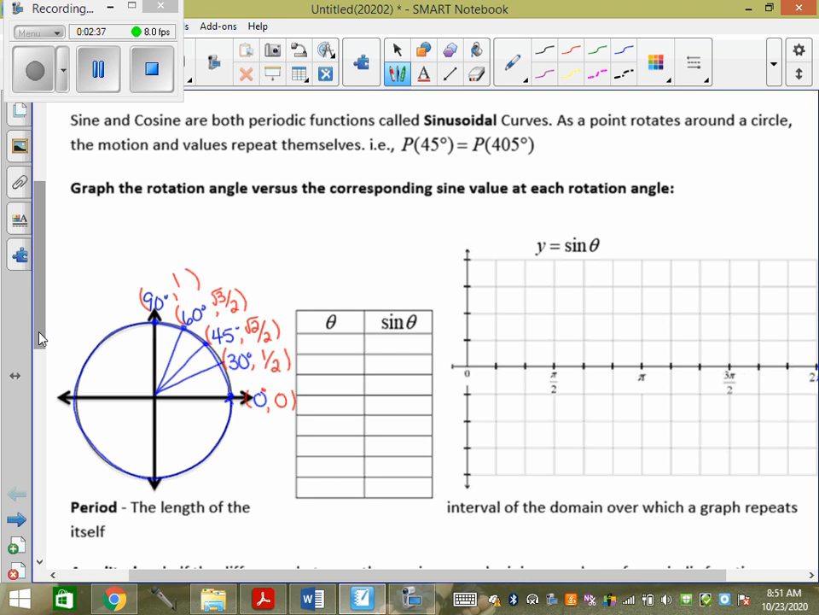Which we can actually label 0, 0. Pi over 6, 0.5. Pi over 4, 0.707, blah, blah, blah. Pi over 3, 0.866, blah, blah, blah. And then pi over 2, 1. And we can just keep going, correct? And those get us coordinates that we can draw. So we're going to draw the sine theta graph. No transformations. This is the parent function of the sine theta graph, just like we did the parent function of the x squared graph in grade 11, right?